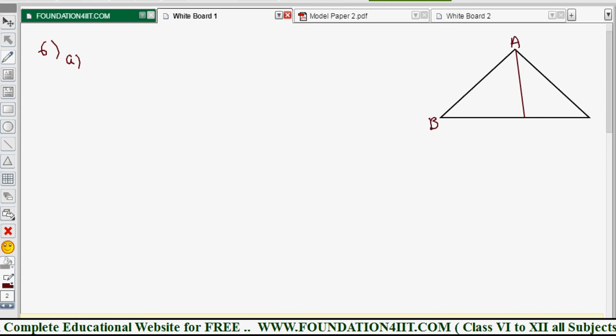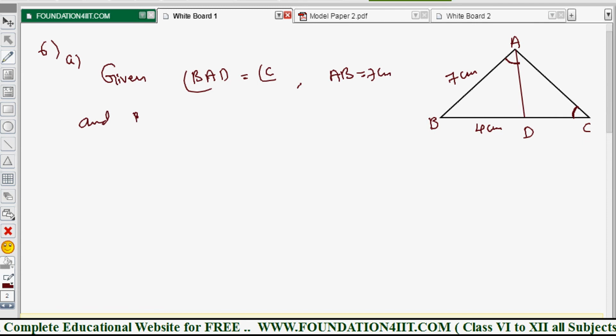A, B, C and D. According to the given data, angle BAD is equal to angle C, that means angle BCA. And AB is equal to 7 centimeters, and BD is equal to 4 centimeters.